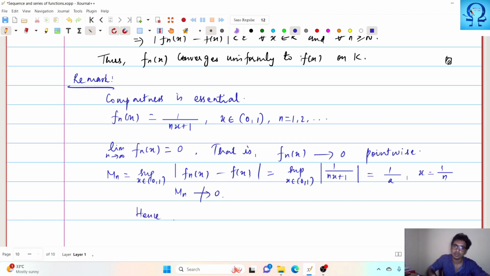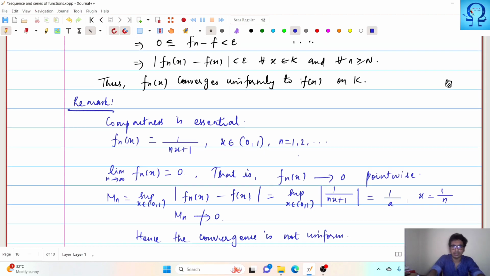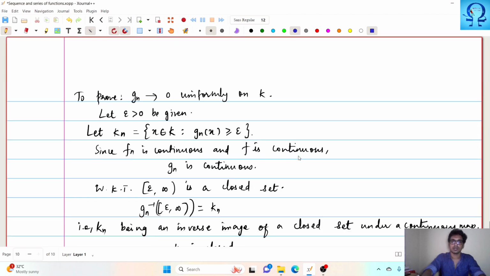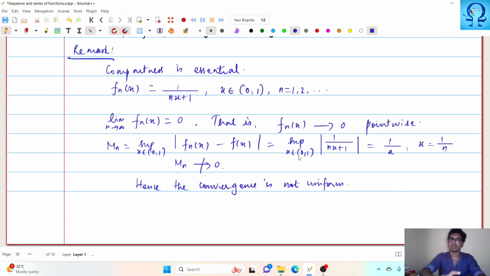Hence, the convergence is not uniform. And you would be able to see that all other conditions in the theorem are satisfied. That is, it is a sequence of continuous functions. It converges pointwise to a continuous function. And fn of x is greater than or equals fn plus 1 of x. All these three conditions are satisfied, but K is not compact. Therefore, we were able to see that the convergence was not uniform. Okay, thank you.